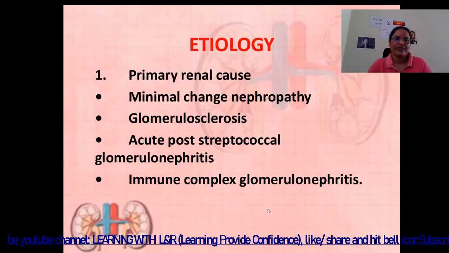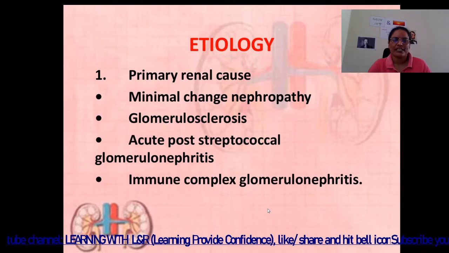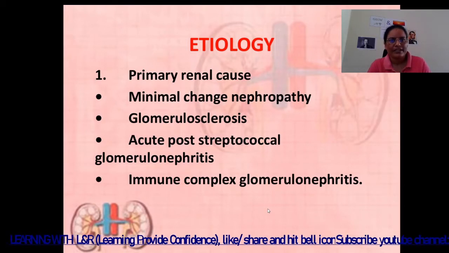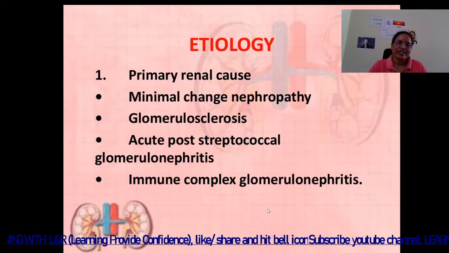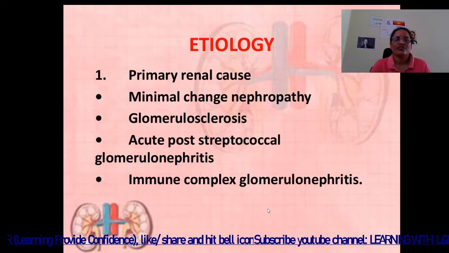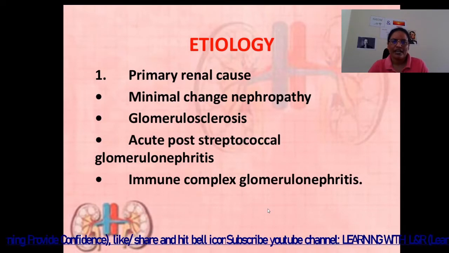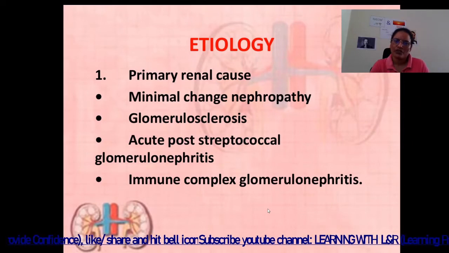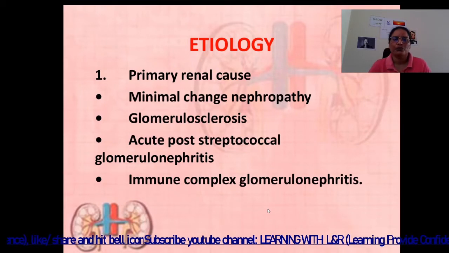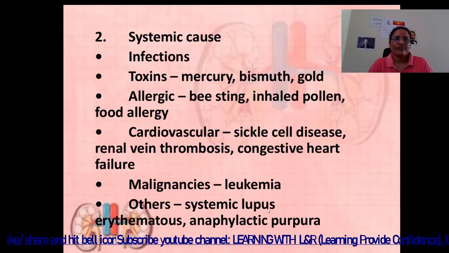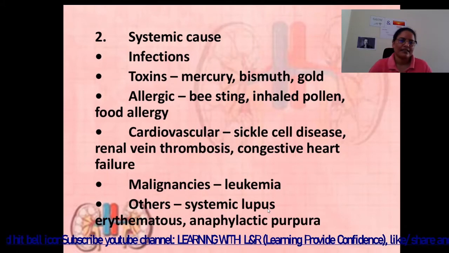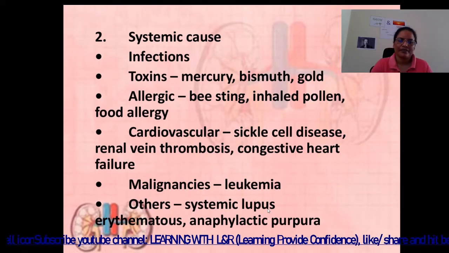Etiology of nephrotic syndrome: primary renal causes, minimal change nephropathy, glomerulosclerosis, acute post-streptococcal glomerulonephritis, immune complex glomerulonephritis. These conditions all cause alteration in the normal functioning of the kidney. The function of the kidney is to remove toxins from the blood and the body, flushing them out. But because of these kinds of problems, the kidney is not capable of its normal function, right? Then systemic causes: infections, toxins, allergic conditions, cardiovascular malignancies, and other diseases like systemic lupus erythematosus and others.